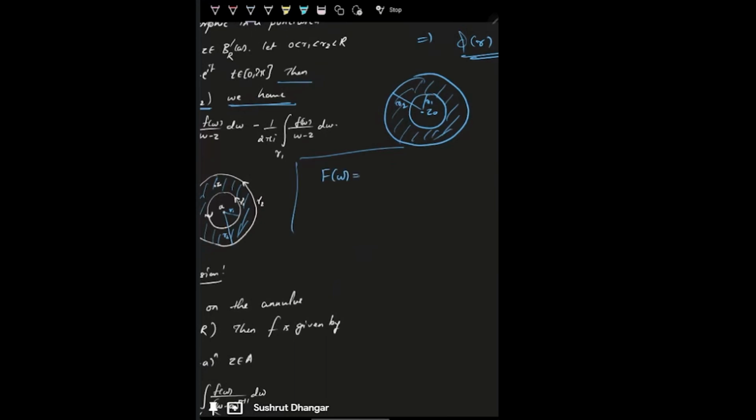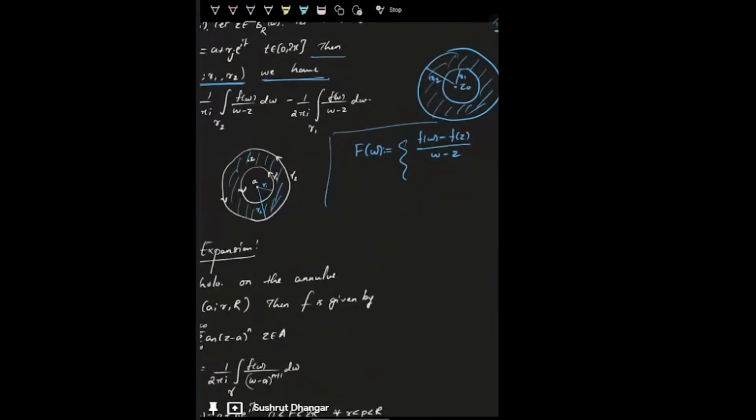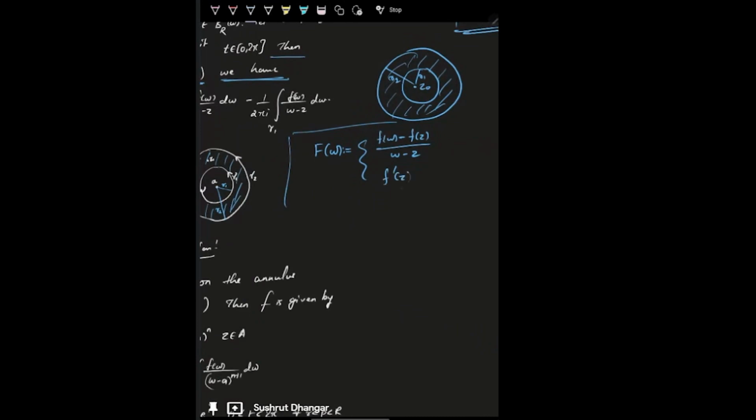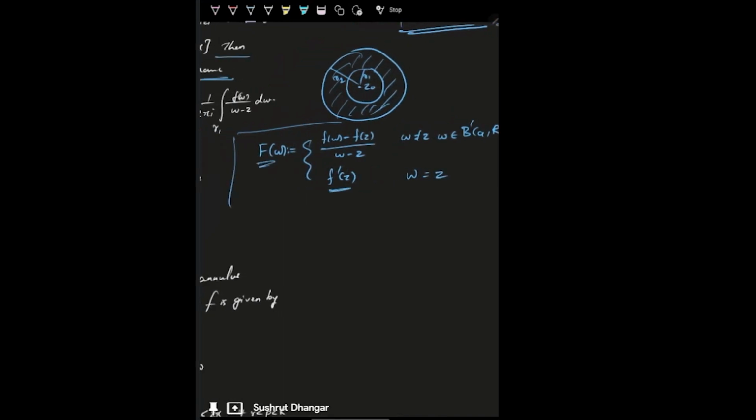So we just need to define a function capital F of w as f of w minus f of z by w minus z. Here we are fixing z. Okay, we are fixing z. The variable here is w, and we are defining it piecewise. So w cannot be z here, and the w's are coming from the punctured disk about a. When w is equal to z, we define the capital F of w function as the derivative of f at z.